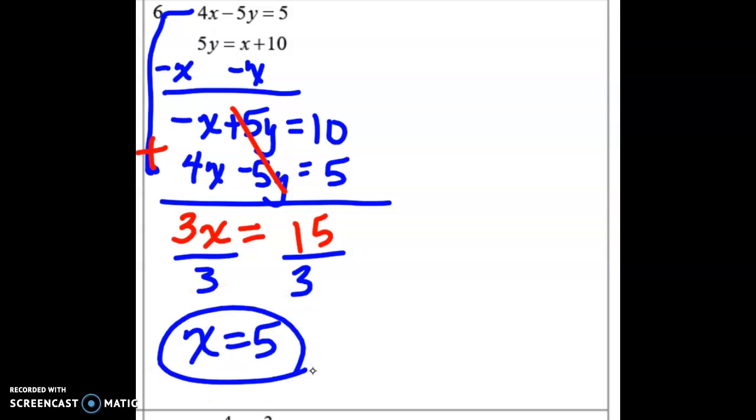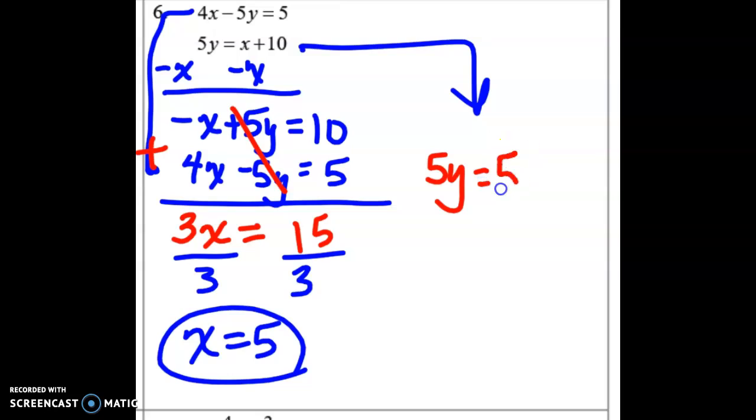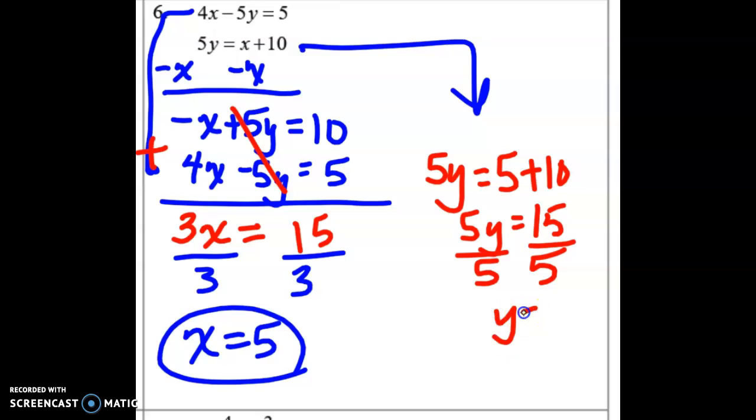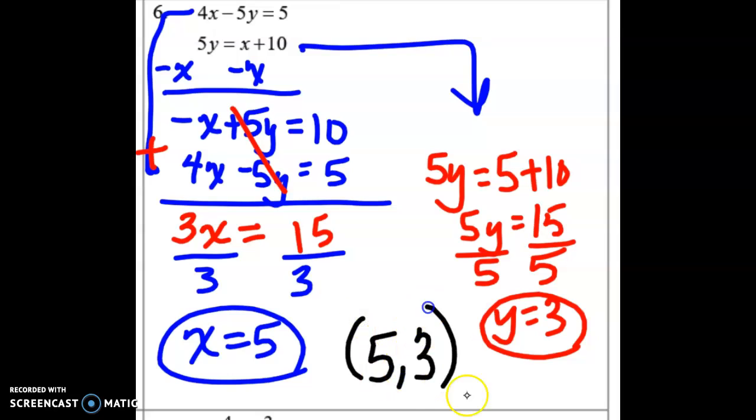Now, it doesn't matter which equation you go up into, just whatever one you think is easier. This one looks a little bit easier to me. I'm going to take out that x and I'm going to replace it with a 5. So I get 5y still, and then I have a 5 plus 10. And here I get the answer of 3 for y. And I write my ordered pair x's first, then y.